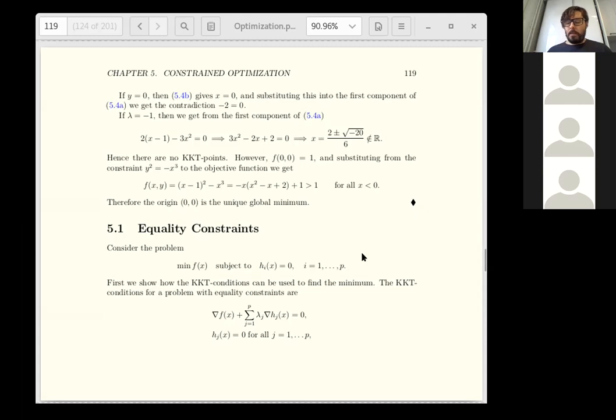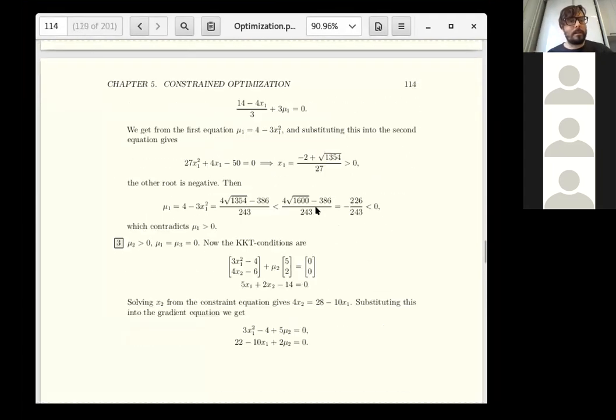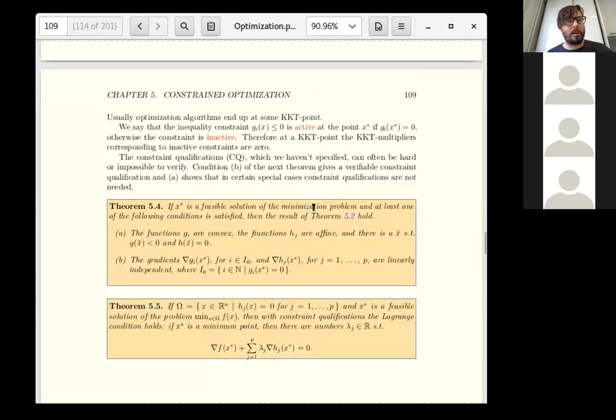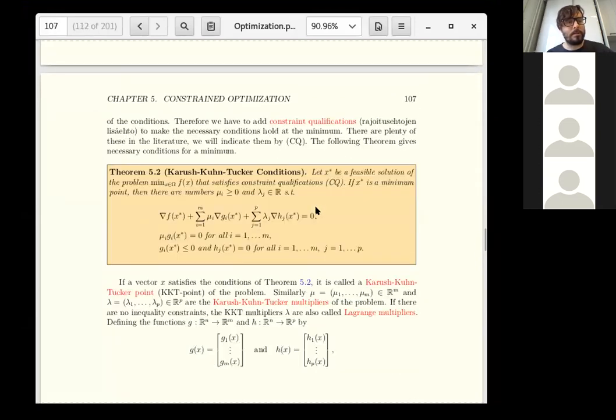So yesterday we talked about, let me just go here. I hope you're seeing these slides now. We talked yesterday about the KKT conditions, the Karush-Kuhn-Tucker conditions, which were expressed as theorem 5.2.